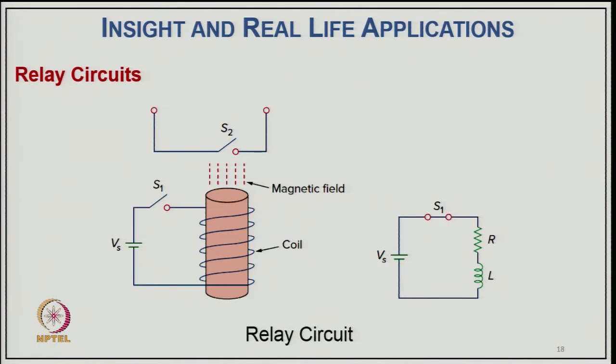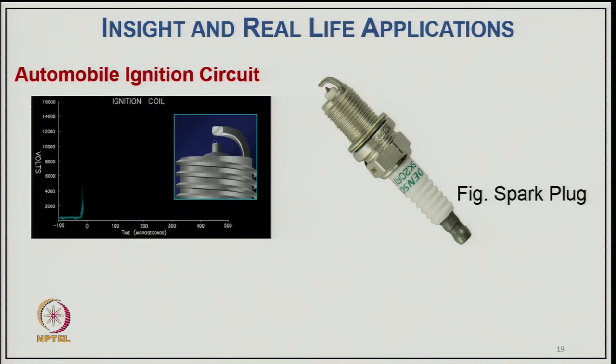Their application or utilization is for control of power flow in many circuits, including automatic electromagnetic starters, where the same basic concept is used, as well as for energizing circuit breakers or many control valves with the help of a solenoid or relay energization with electromagnets. This is another example, the automobile ignition circuit.